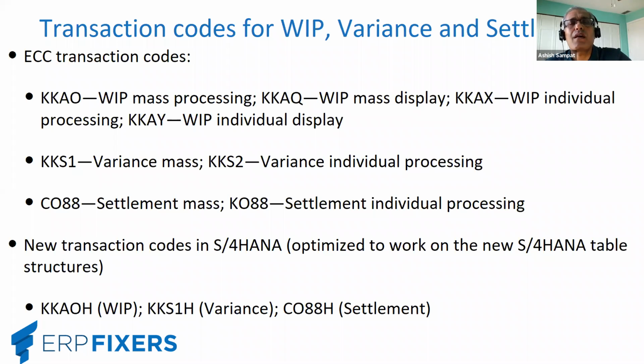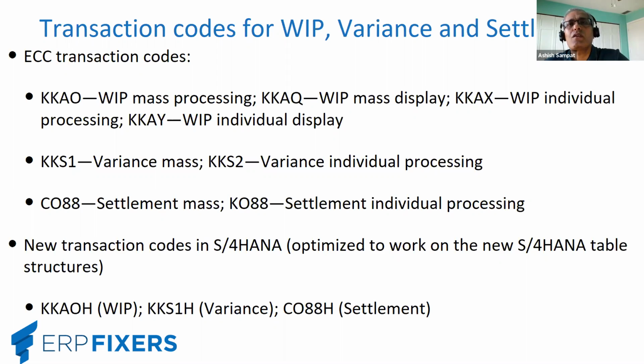Those who are in a manufacturing setup and use WIP variance and settlement, you're very much aware of the resource-intensive transactions of WIP variance settlement like KKO, KK, mainly on the mass side, and the same way individual ones, not much resource, but variance KKS1 and CO88, at times they take so much time to run those reports. You have to run parallel processing, and you have to archive data, close orders and whatnot.